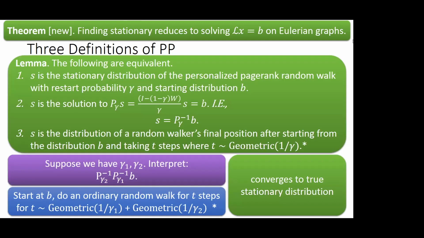So if you look back on this slide, when you multiply P gamma inverse times a vector, that's definition 3 in the lemma, right? Then what it says is that the result you get from doing that is equivalent to the distribution of a random walker's final position after starting from the distribution given by the vector and taking t steps, where t is a geometric random variable with mean 1 over gamma. And so if we multiply by a large number of these P gamma inverses, then it's like taking a number of steps where the number of steps is a sum of geometric random variables.